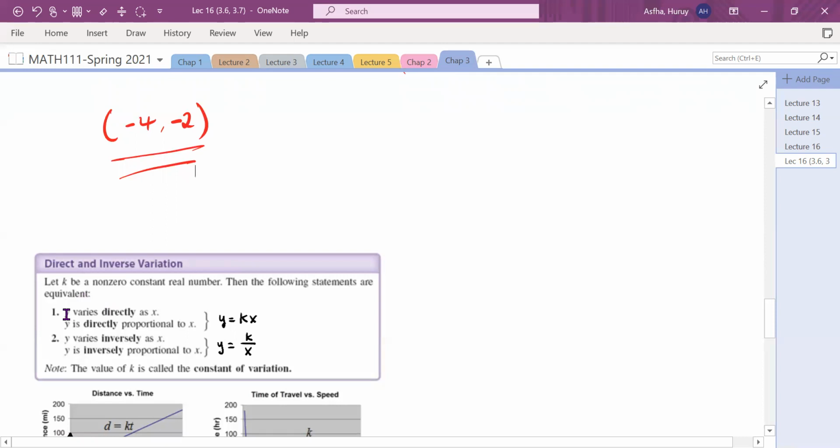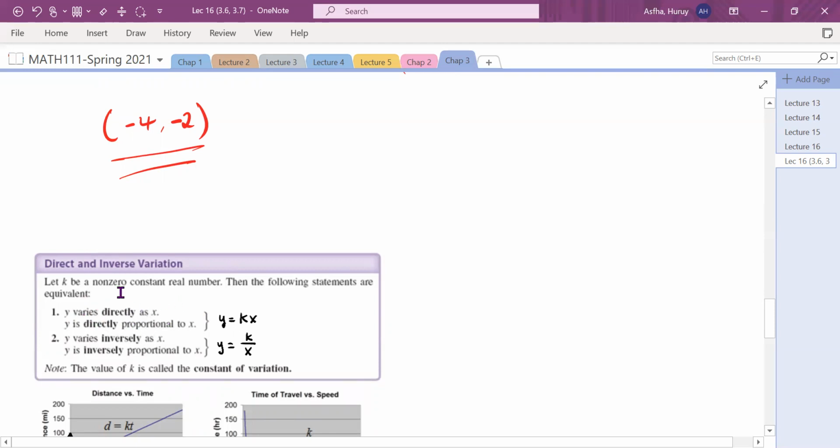So here, these are the same: y varies directly as x. So there is a direct relationship between x and y. That's basically what it means. Direct relationship means as x increases, y is increasing. Or we can say y is directly proportional to x. So both of them mean the same thing. They have the same meaning.